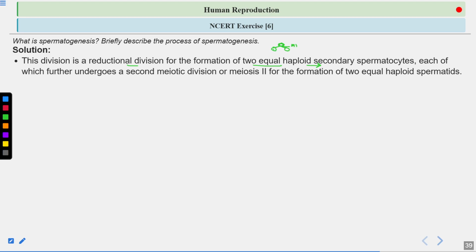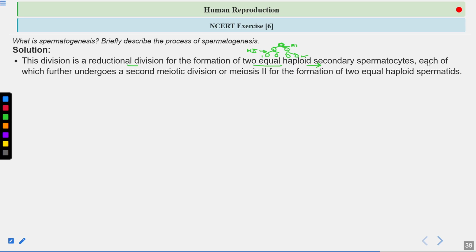Then these are the secondary spermatocytes. The secondary spermatocytes will undergo meiosis II. So one cell will form 2. So there will be 4 spermatids now in the end. At the end of meiosis, 4 spermatids will be produced, which are haploid.